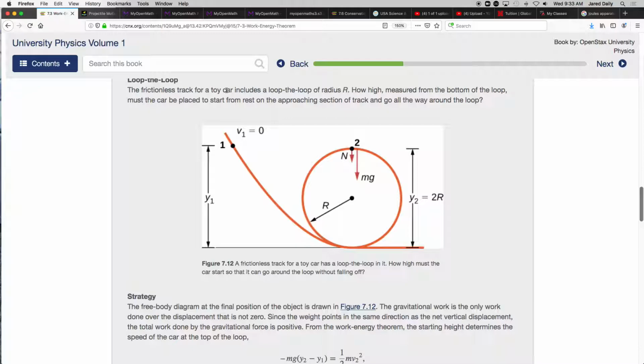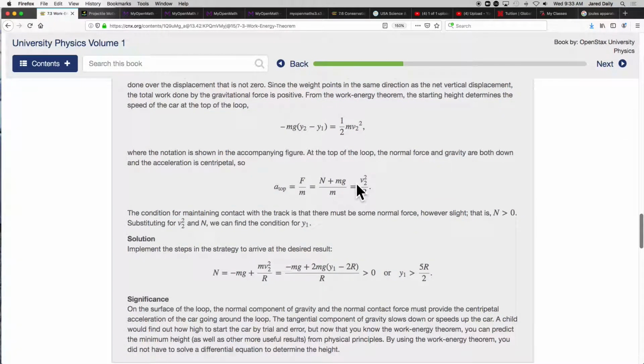At the top of the loop, what's pulling on the car? Gravity is pulling down on the car with mg, right? It needs to have what we call kind of a fake centrifugal force into the track that is at least equal to mg to stay on the track, right? So the normal force from the track onto the car actually needs to be equal to mg in order for it to stay on the track, at least.